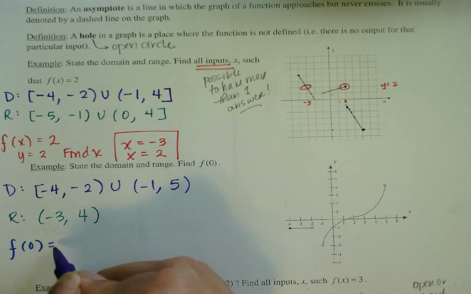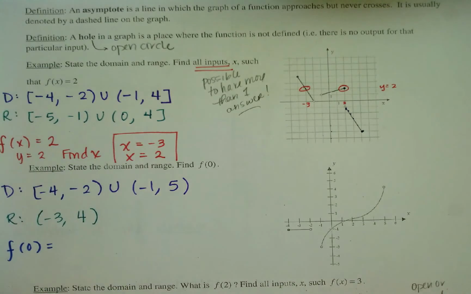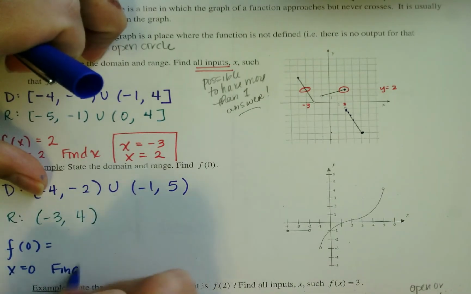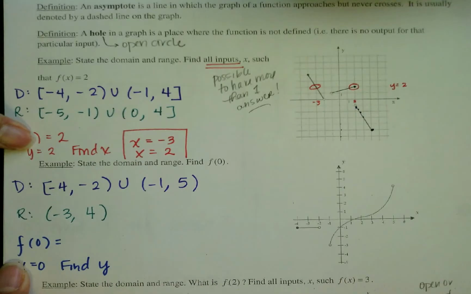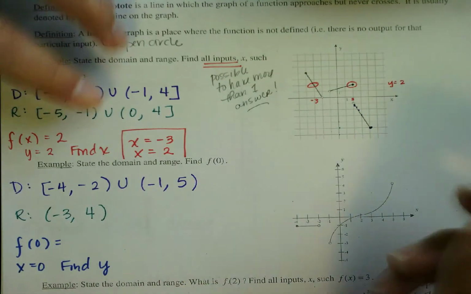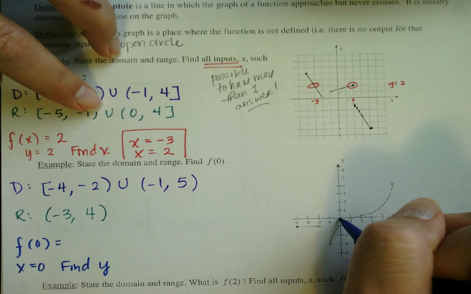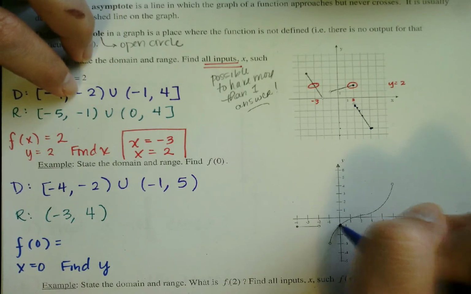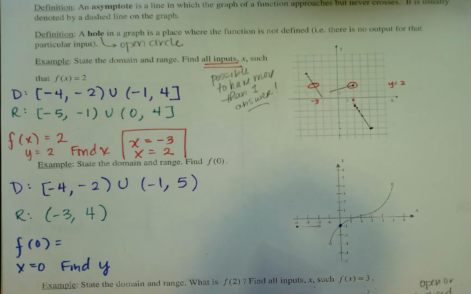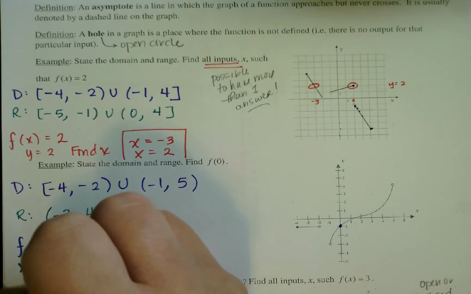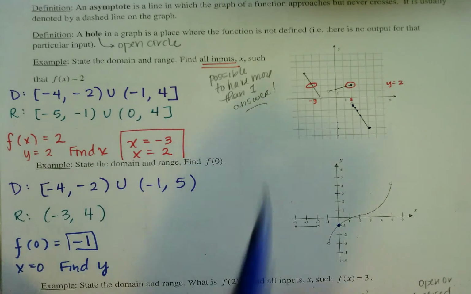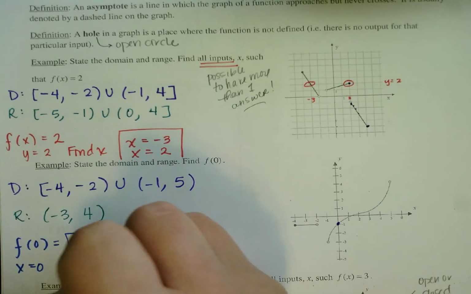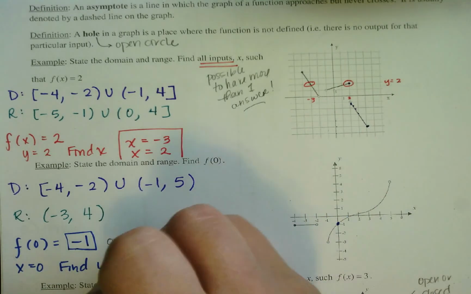And then it says find f of 0. That is when you plug in x equals 0, find y. So know the differences between those two. x equals 0 is here. Where's y? Right there. So -1 is your y. And be careful with these ones, only one solution, or it's not a function anymore.